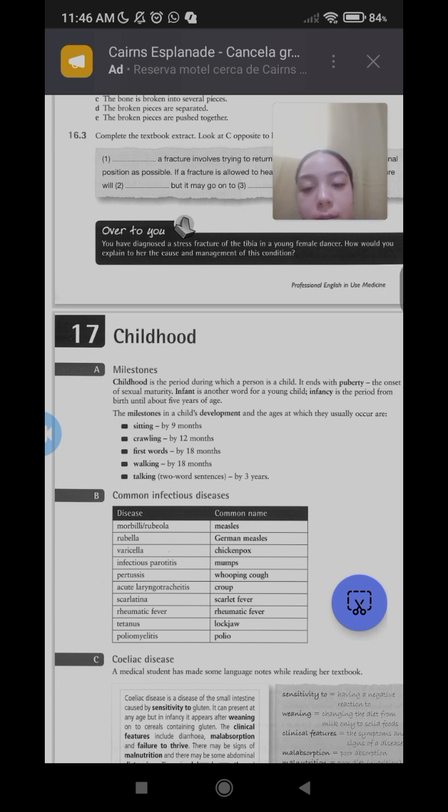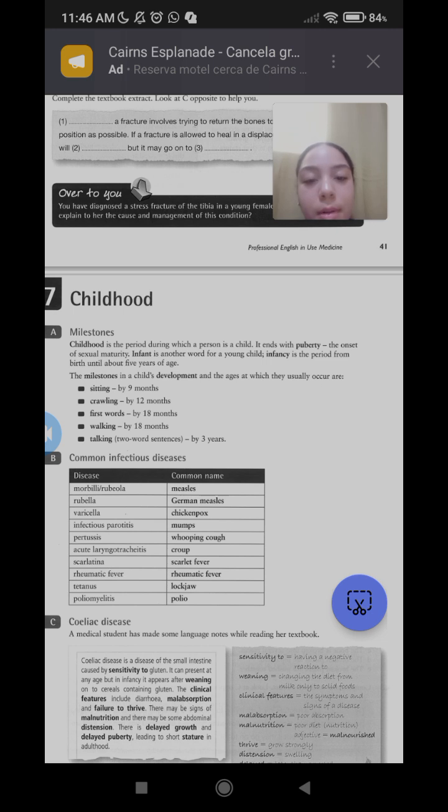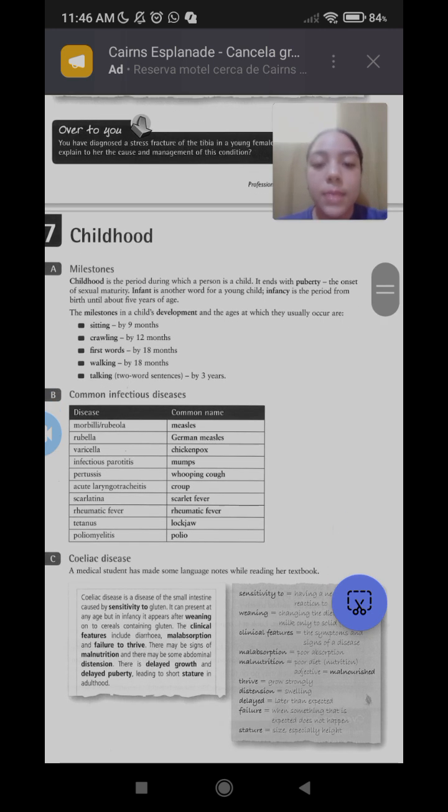Childhood milestones. Childhood is the period during which a person is a child. It ends with puberty, the onset of sexual maturity. Infant is another word for a young child. Infancy is the period from birth until about 5 years of age. The milestones are the stages a child has developed and the ages at which they usually occur: sitting by 9 months, crawling by 12 months, standing by 12 months, walking by 18 months, talking in short sentences by 3 years.